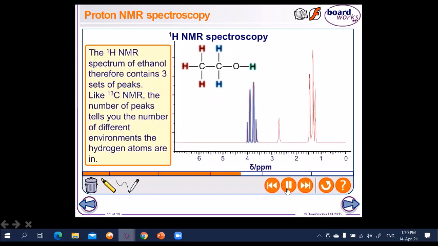Now, the HNMR spectrum of ethanol, because there are 3 distinct regions, the red, blue, and green, your reading from your machine will read 3 sets of peaks, okay? Now, you don't know this yet because you haven't learned about carbon-13 NMR spectroscopy. This diagram, by the way, is a high-resolution nuclear magnetic resonance spectroscopy reading.